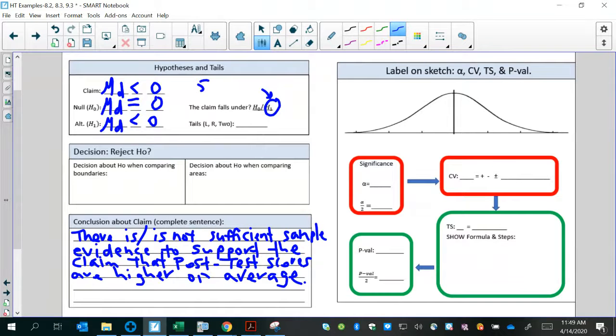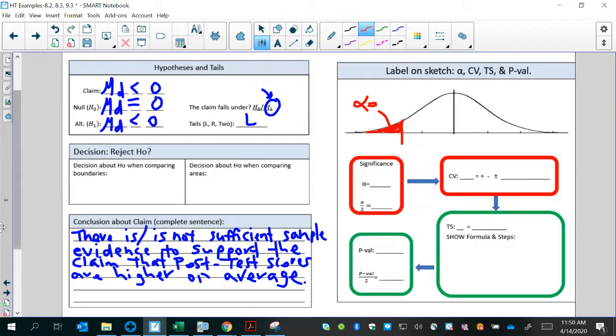Okay, so I already know what my final conclusion is going to look like. I just have to determine whether I'm going to say there is sufficient evidence or is not sufficient evidence. And we also saw that there would be a left-tailed test, L for left. So I know that I'm going to have a critical value somewhere over here on the left, and my significance level alpha is also going to be fully contained on the one side instead of being split up onto two sides. Now let's choose a significance level.